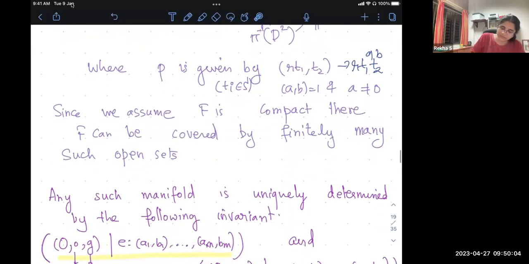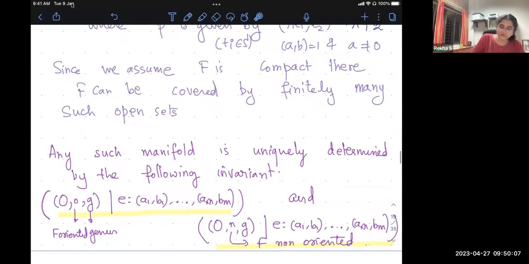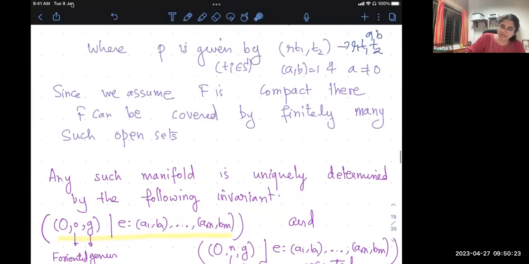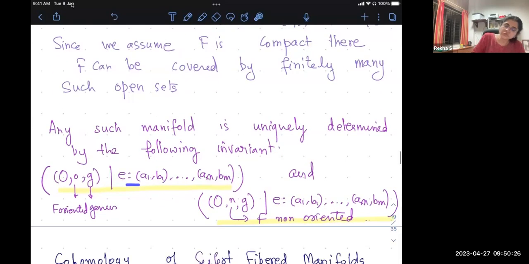So any such manifold is uniquely determined by the following data. That is, we need to know whether the surface is oriented or not. What is the genus of the surface? And these finitely many fibers, they are determined by the pairs (a_i, b_i). Okay, so maybe there are m of them. So we basically considered these 2 cases where F is non-oriented with genus g and F is oriented with genus g.